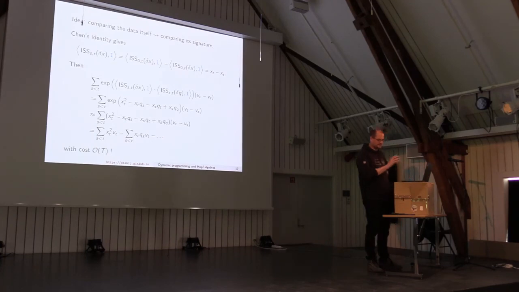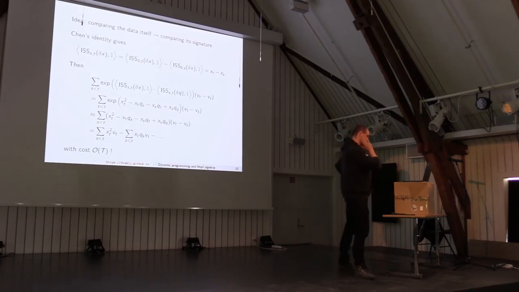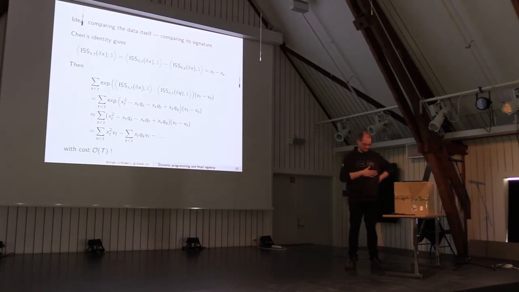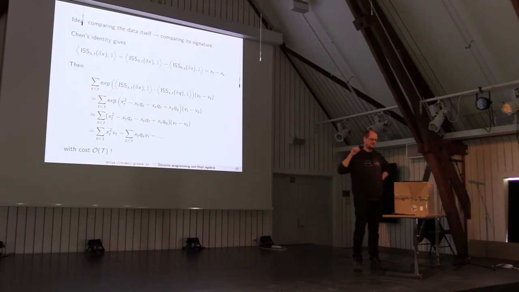So let me try to explain in this one slide how attention works in our setting. The idea is, instead of comparing the data itself, we compare signatures. And I take for this example the easiest entry of the signature, just for the word letter 1, and delta x here is increments of x. So instead of summing x, I sum up increments of x. So delta x_i is x_i minus x_{i-1}.